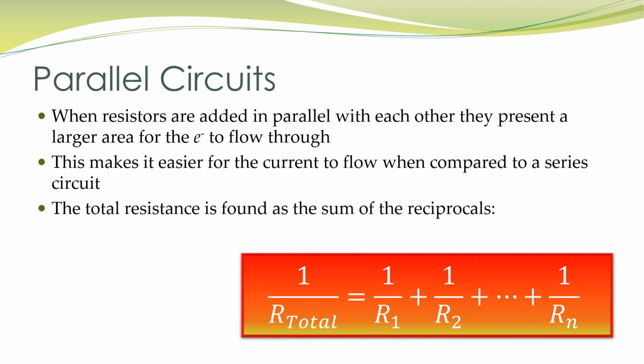Okay, parallel circuits. So when we add resistors in a parallel circuit, the resistors kind of add together in these different arms of the circuit and give a bigger area for the electrons to physically flow through. So it's like it makes it easier for the current to go through compared to a series circuit. The total resistance is found by the sum of the reciprocals. What does that mean? It means that equation there in the red box. 1 over the total resistance is 1 over each individual resistor, the resistance of each individual resistor. The reciprocal is just like that 1 over business.